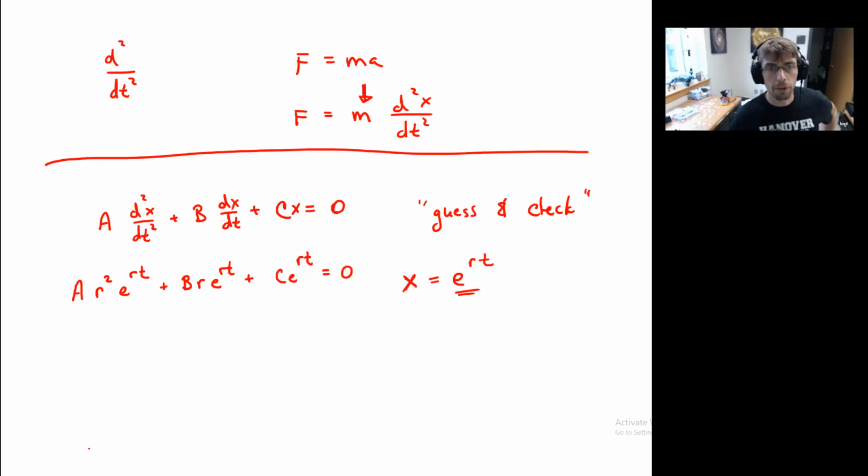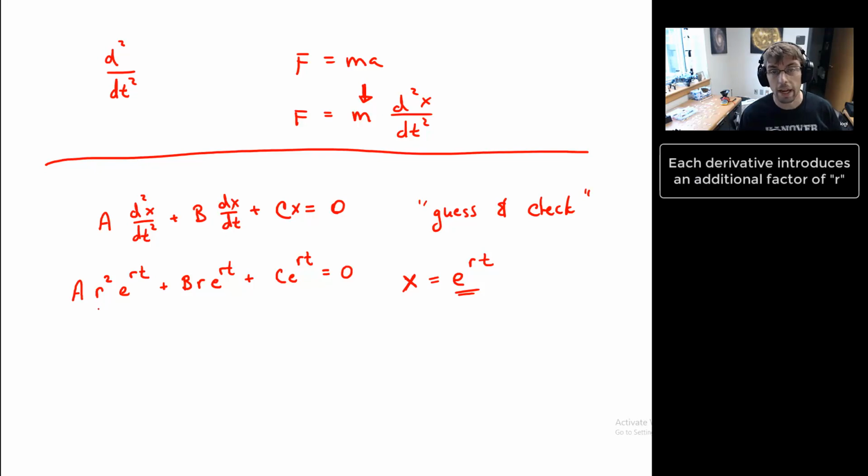Now, couple things to note. First of all, I've done the derivatives. Every time I have a derivative, I get another factor of r out in front. So 2 derivatives, I end up with an r squared. 1 derivative, I get the r. 0, there is no r out front. Okay. So you can see how if you had 3 derivatives, you'll have an r cubed term, or 4 derivatives, an r to the 4th, etc., etc. So that's one thing I want to mention.